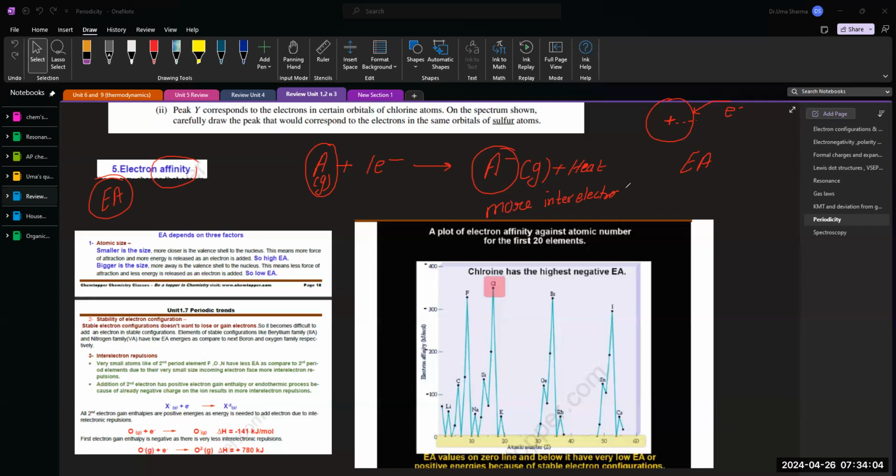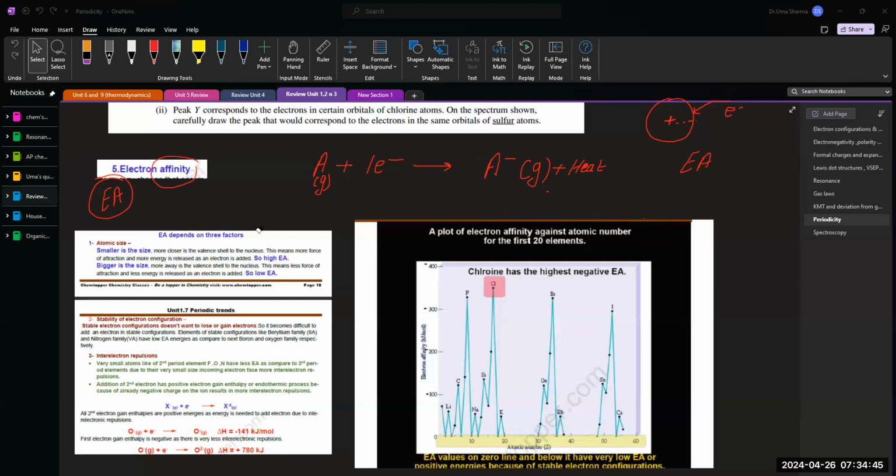More inter-electron repulsion. Use the word inter-electron repulsion. It will help you in answering many questions. Like this one has more electrons. So electrons will repel. When they repel, they try to move away. When they try to move away, size increases. That's why the size is increasing. Is it okay? So please write down this word, inter-electron repulsion. It's part of many explanations.